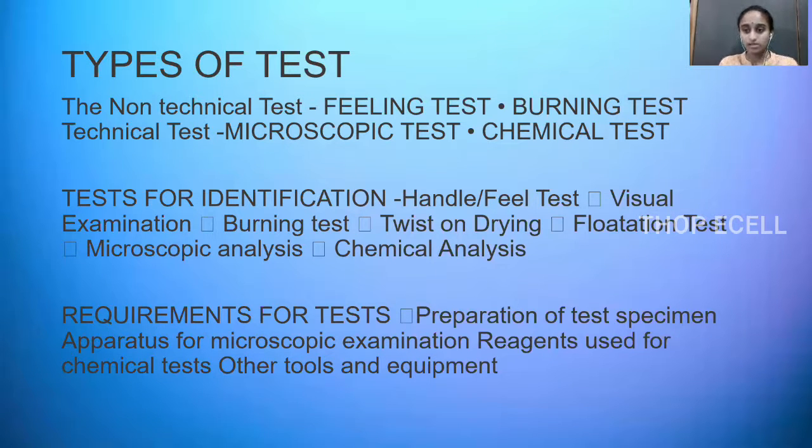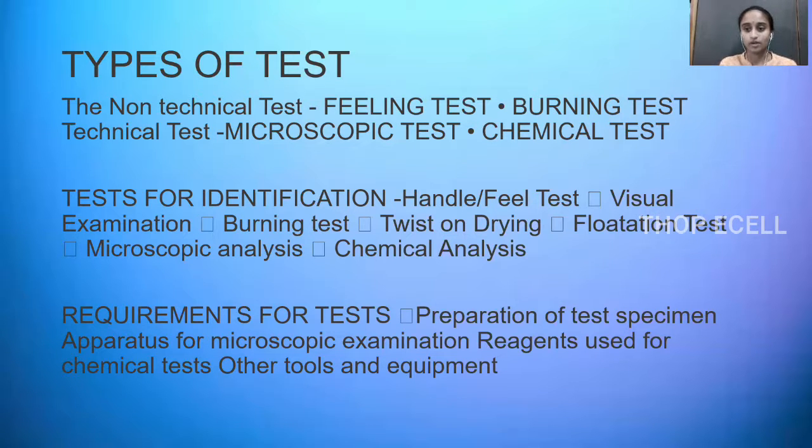What are the basic tests for identification? Hand or feel test. Like you touch the cloth and know. Visual examination. You just see the cloth and know what it is. Burning test. You take a strand of fiber and burn it and note the properties and know what it is. Twist on drying, like when you wash and dry some clothes, some get compressed and some get elongated because of different characteristics it has. Flotation test, microscopic analysis and chemical analysis.